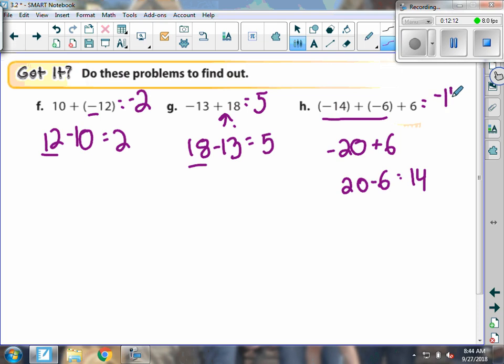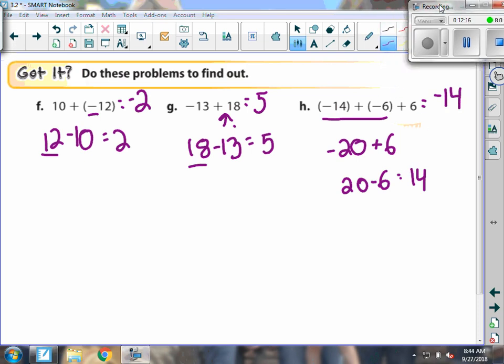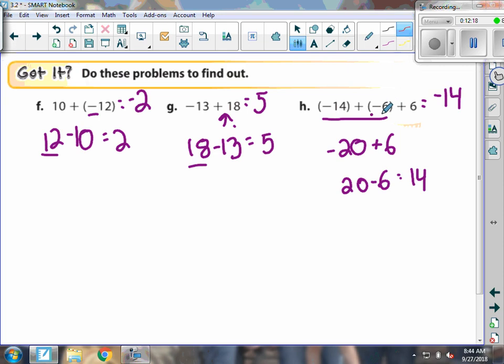Another way we can get that is, if you notice, I have a negative 6 and a positive 6. What do my opposites always add up to equal? 0, so they cancel out, so all that I'm left with is negative 14, so that's my answer.